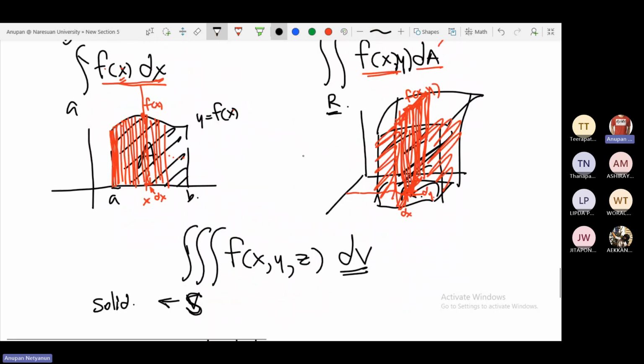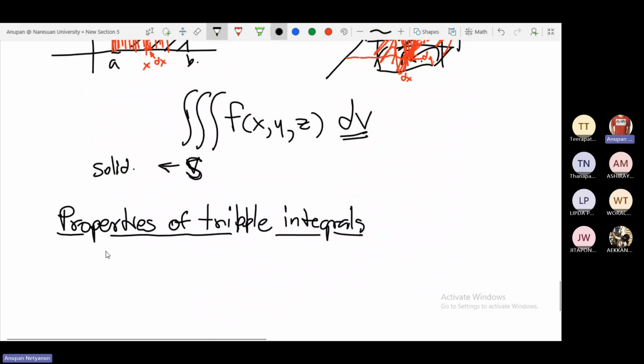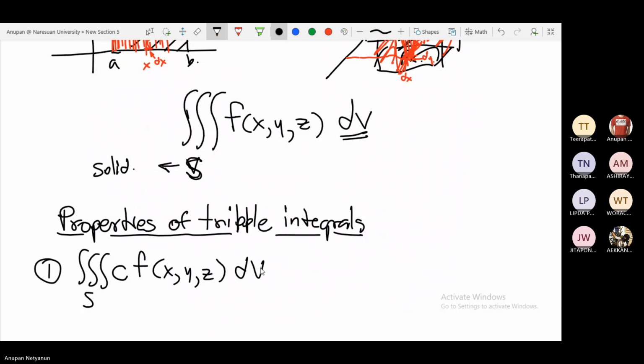As before, we cannot draw the picture, but at least we can draw the picture of the solid object in 3 dimensions that the integral is over, though we cannot draw in 4 dimensions. So the first property is: if you have a triple integral of a constant times a function f(x,y,z) dV, you can take the constant out of the triple integral.